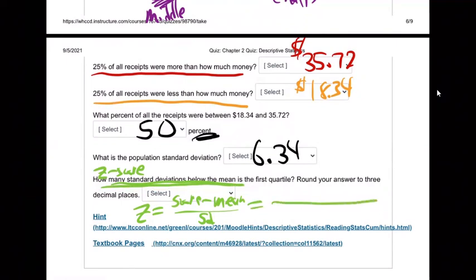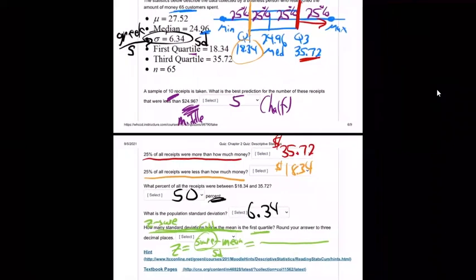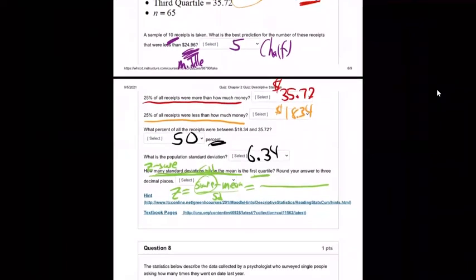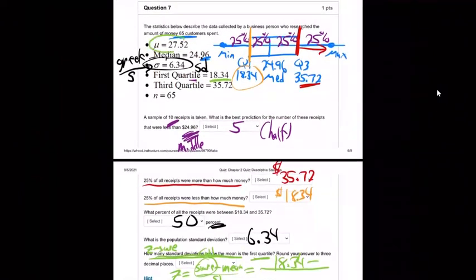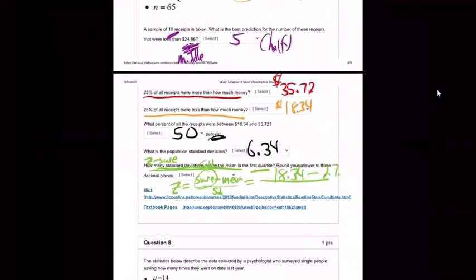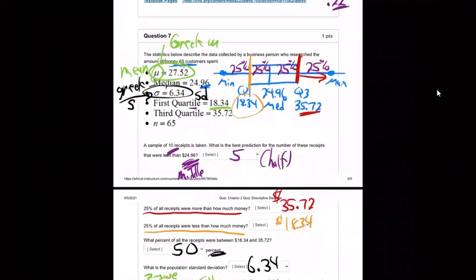Okay, so that means take the score. Now, what's the score? First quartile, Q1. So I'm going to take Q1. What is the Q1 score? Right there, 18.34. See how I went and got that? 18.34, Q1, minus the mean. Now, what's the mean? Let me write that here for you. This is the mean. This is another Greek letter. Sorry, that's a Greek M, and it looks like a U. You're like, that's a U. Well, it's a Greek M, for mean. 27.52.